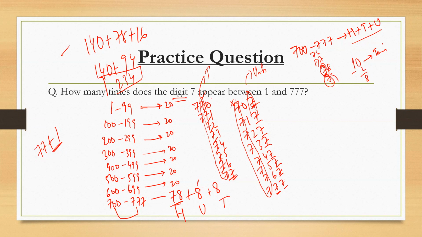But for the starting part, I would recommend that you go in this manner only. That is much easier to remember and it will help you in your calculations. So how many times does the digit 7 appear between 1 and 77? It is 234 times. Fine. Chalo.